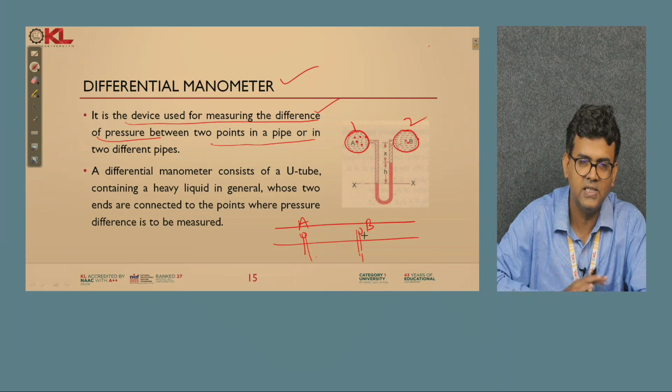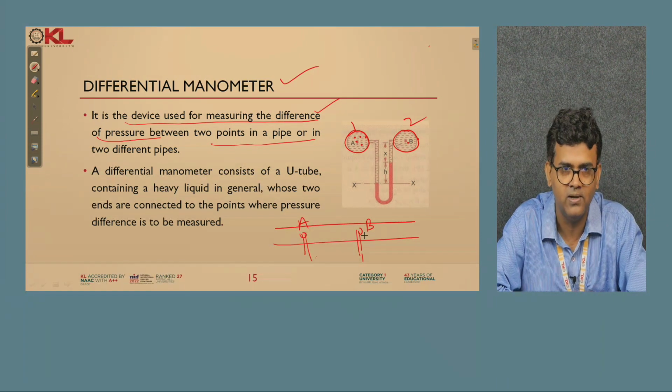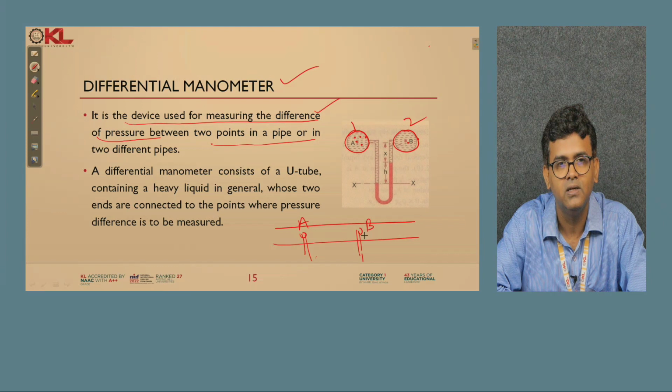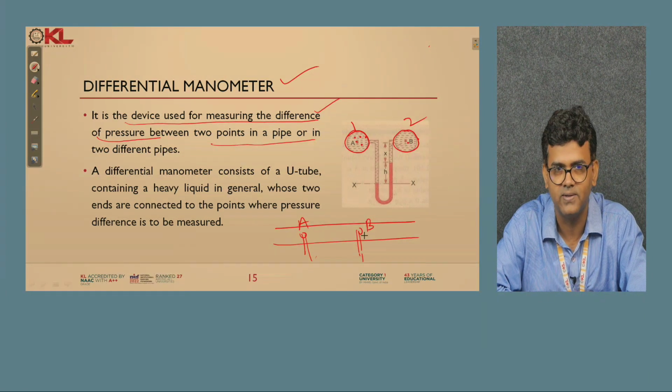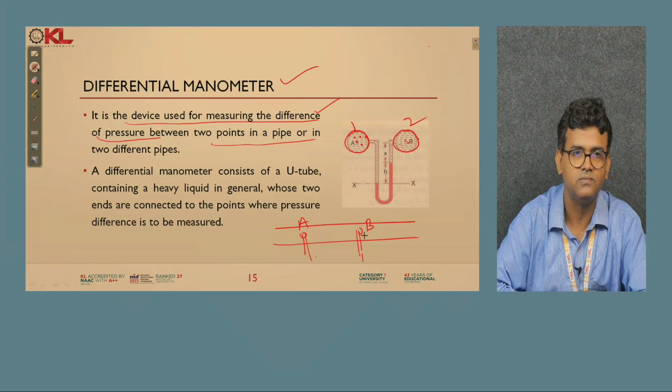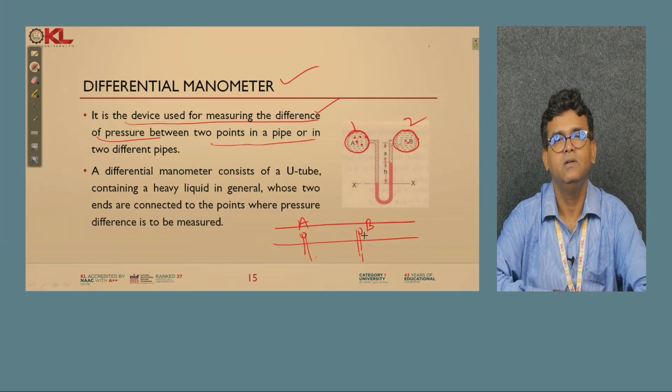If a single point is there, in that case you have to connect the simple manometer. That is the main difference between the simple manometer and the differential manometer. A simple manometer is used to know the pressure at a single point, while the differential manometer is used to know the difference between the pressure at two points. These two points may lie in a single pipe or in two different pipes. In that case, a differential manometer is used. So this is about the manometer.